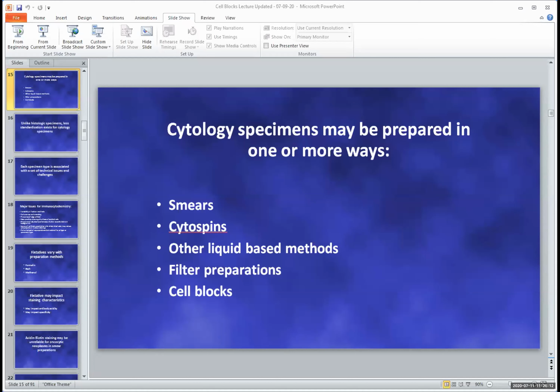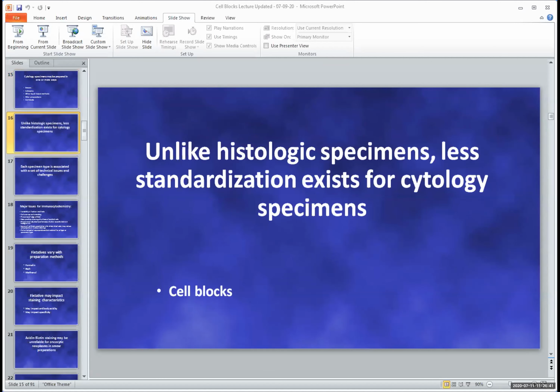and at times they are hard to interpret. And then finally, cell block material, which is what I am increasingly relying on for difficult differentials and diagnosis, as we'll see, but also for predictive and prognostic markers, because our antibodies are, as I said, optimized for formalin fixed paraffin embedded material, and that's what you can get with cell blocks. Now, unlike histologic specimens, there is unfortunately less standardization for cytology specimens, particularly the non-cell block ones.